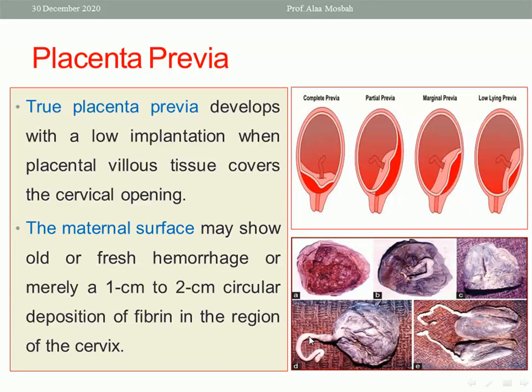The maternal surface of the placenta, as you see in this picture, may show hemorrhage or fibrin deposition, as you see here. So hemorrhage or fibrin deposition on the maternal surface.